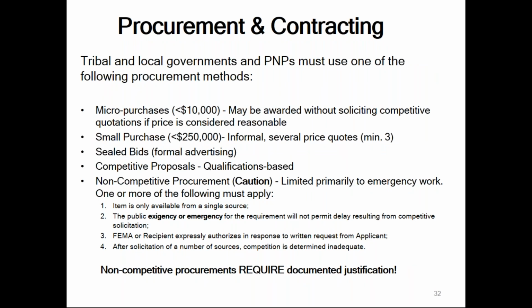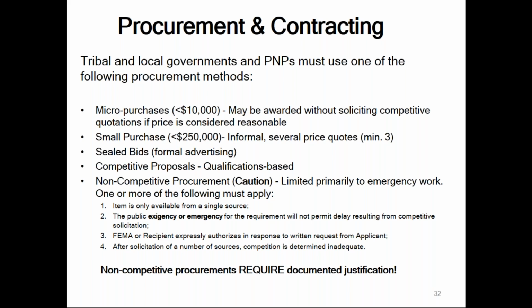Tribal and local governments and private nonprofits must use one of the following procurement methods. Micro purchases are those that are less than $10,000. These may be awarded without solicitation or competitive quotations, although the price must be considered reasonable. Small purchases, and these are terms used in the grants world. Small purchases are those that are less than $250,000. These are generally procured through informal methods with several price quotes being obtained.